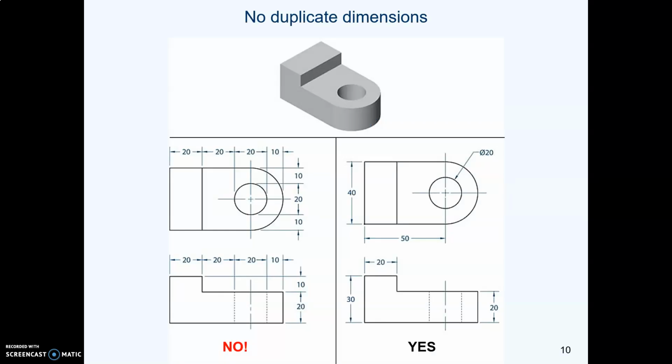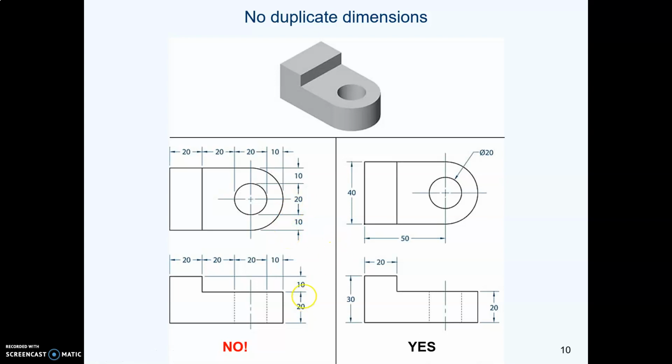Third rule, no duplicate dimensions. This one is a little more subtle. It takes some getting used to. So in the bad drawing on the left, someone has gotten real thorough and just dimensioned the heck out of this thing, which you might think, oh, that's very good, that's thorough, but no, it's not. These are all duplicate dimensions, and there are a couple of problems with that. One is something called tolerance stack-up, which we'll look at in a couple of weeks.